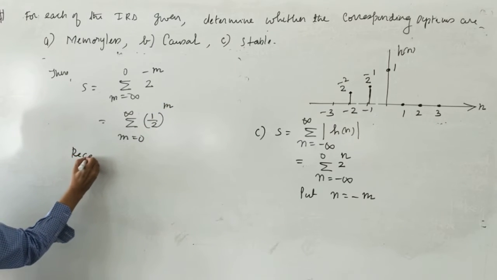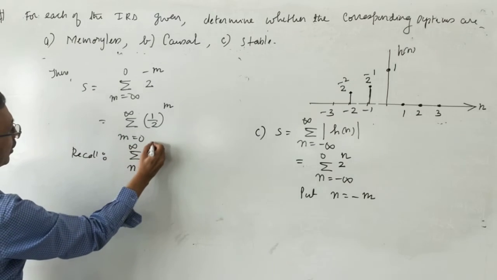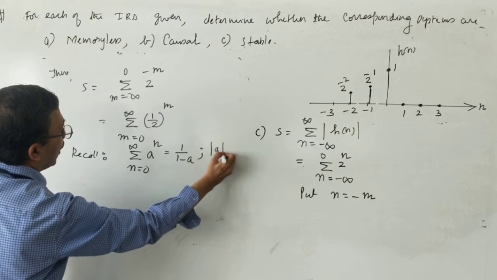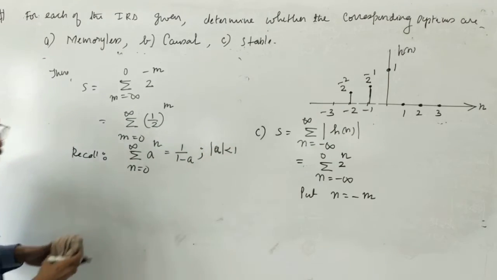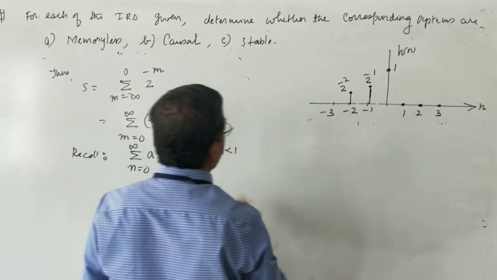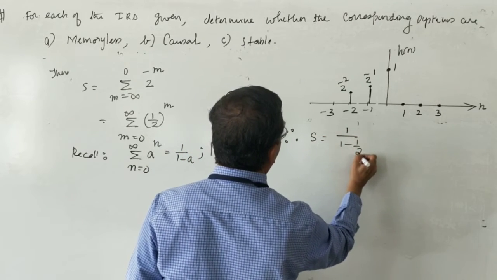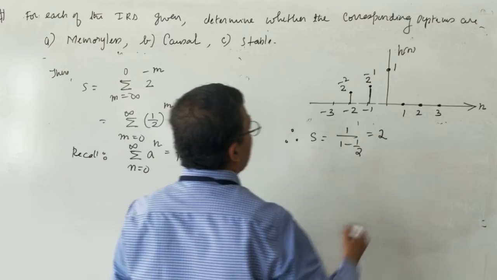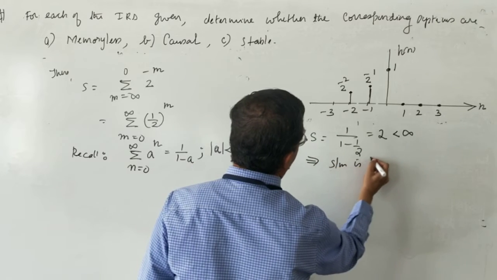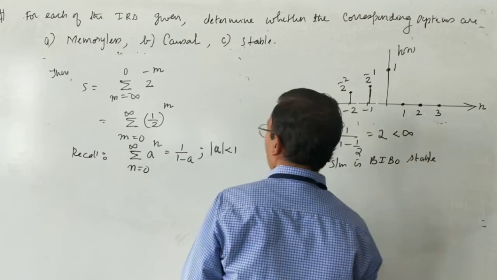Recall the formula: summation n equal to 0 to infinity a to the power n equals 1 over 1 minus a, provided mod a is less than 1. Here a is half. Therefore we get S is equal to 1 over 1 minus half, which is equal to 2, which is definitely less than infinity. This implies the system is BIBO stable, bounded input, bounded output stable.